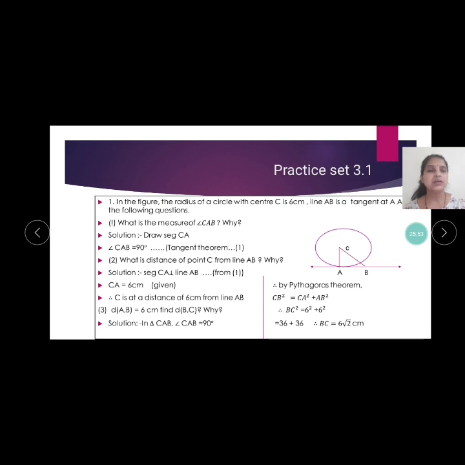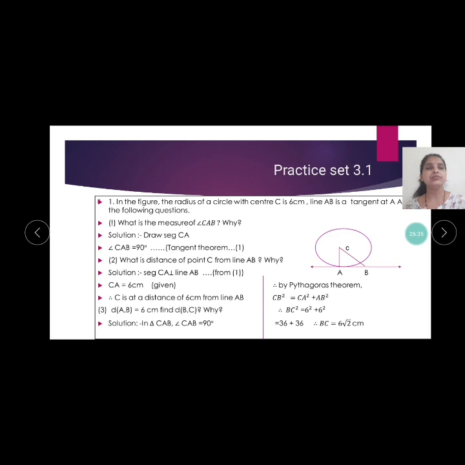Now AB is 6 centimeter, CA is 6 centimeter and angle CAB is 90 degrees. So what theorem are you going to apply? By Pythagoras theorem, CB square will be equal to CA square plus AB square. So BC square is equal to 6 square plus 6 square, that is equal to 72, and the square root of that is equal to 6 under root 2 centimeter. So the length of CB is equal to 6 under root 2 centimeter.